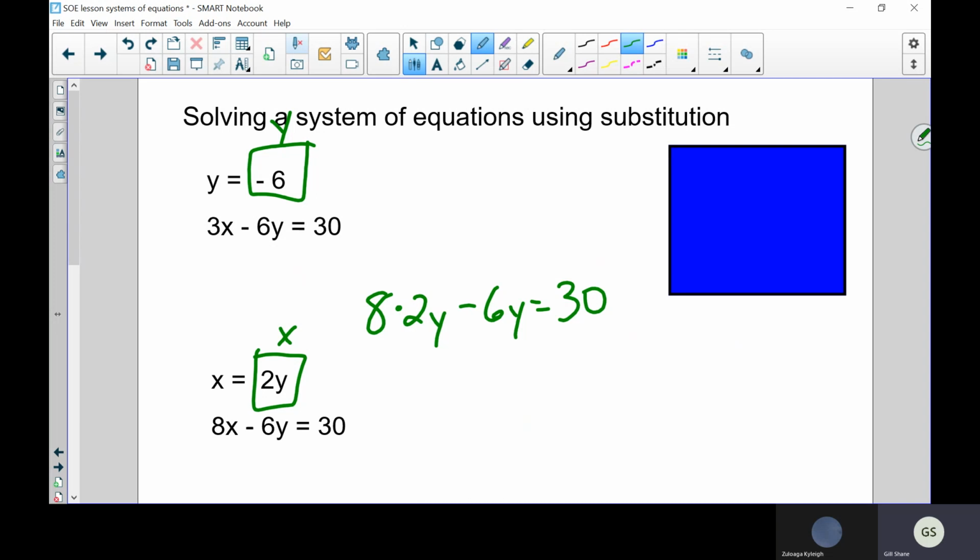So I do need to remember how to do the math. I do multiplication first, order of operations. 8 times 2 is 16. I still have that times y though. Gotta include the y, don't get rid of the variable. 16y minus 6y equals 30. Now in this one, this is different. I guarantee you somebody in here would do this: oh God, the 6. They do plus 6y. That doesn't do us any good.